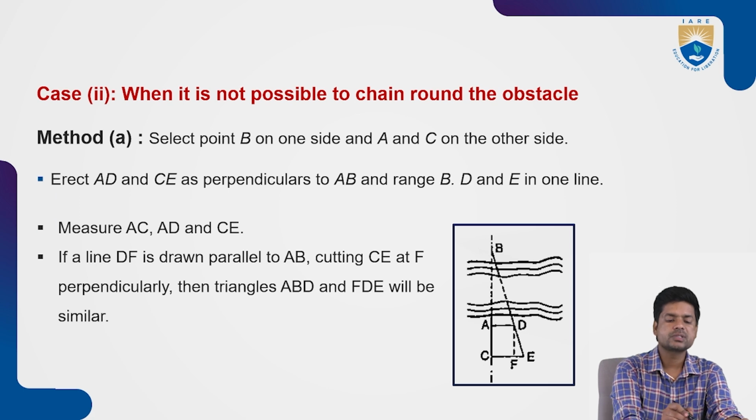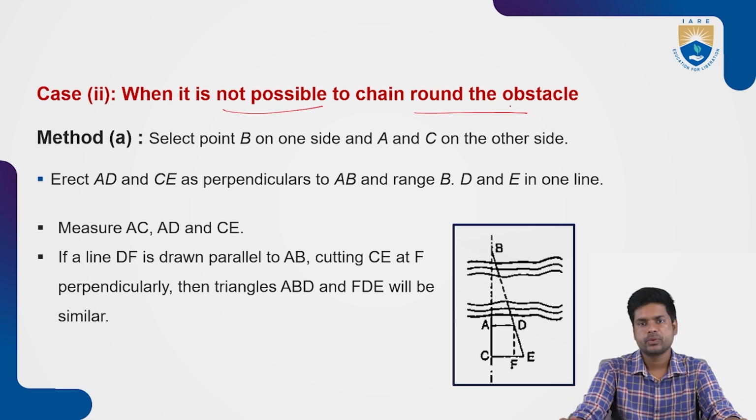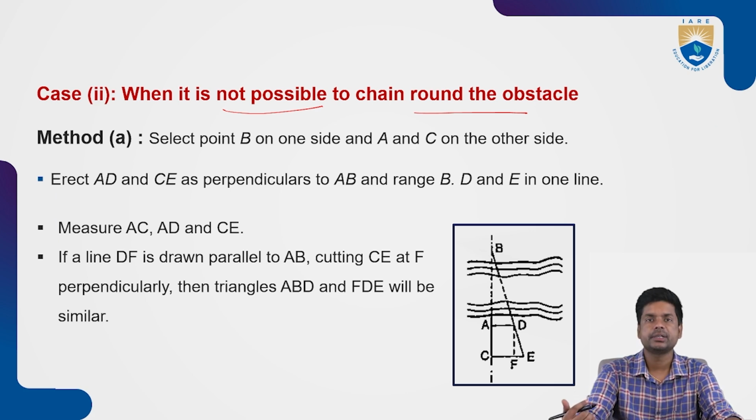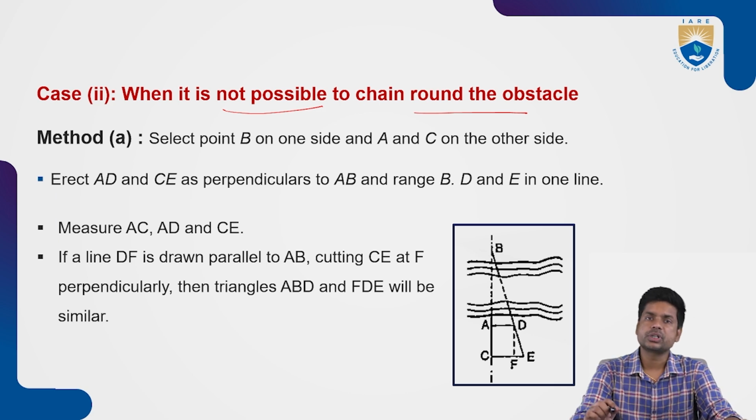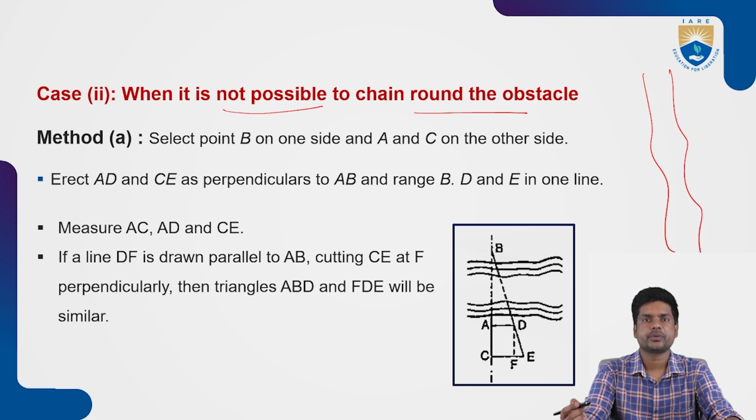Next, coming to the second case, when it is not possible to chain around the obstacle. If you take the example of a lake, you cannot place the chain around the lake. You cannot take indirect measurements here by placing the chain, as it will have a very long length. So in this particular situation, when you have long obstacles like this, we are going to follow the below methods.